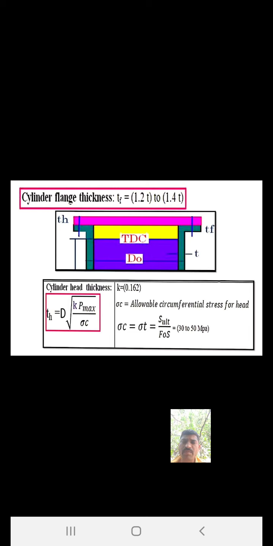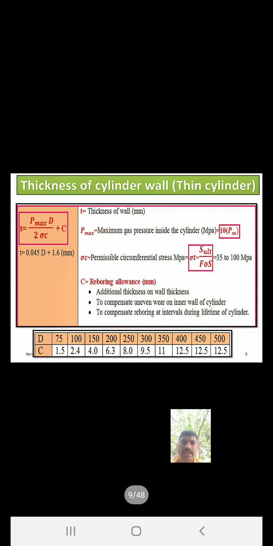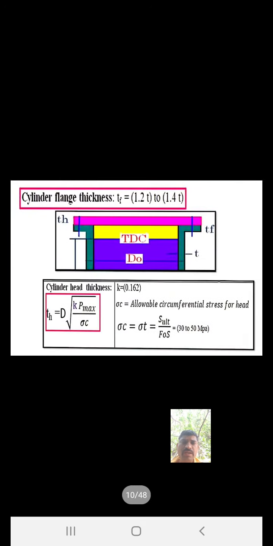30 to 50 MPa. D is the cylindrical bore. This value is given in mm. Okay, remember that. You will get the cylindrical flange thickness. Then see thickness of cylinder, we have seen those things.